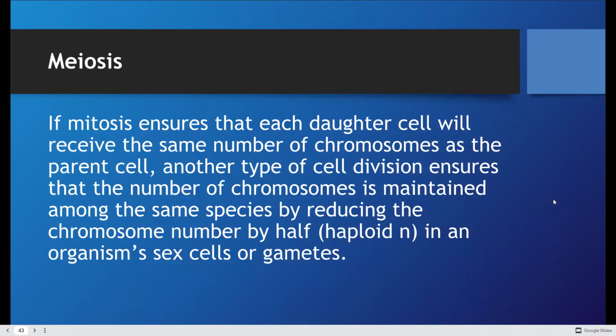Okay? Mitosis ensures that each daughter cell will receive the same number of chromosomes as the parent cell. Another type of cell division ensures that the number of chromosomes is maintained among the same species by reducing the chromosome number by half, or haploid, or n, in an organism's sex cells or gametes.